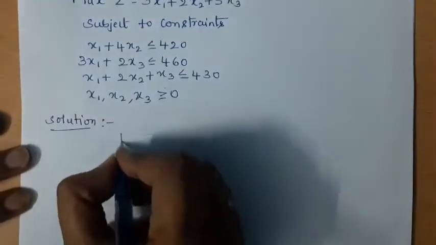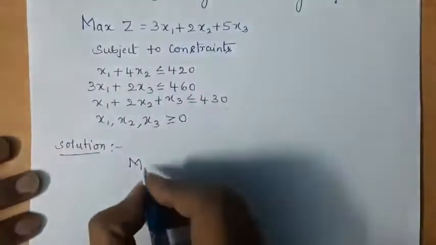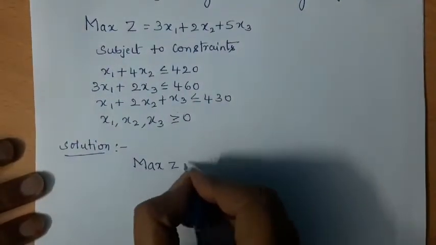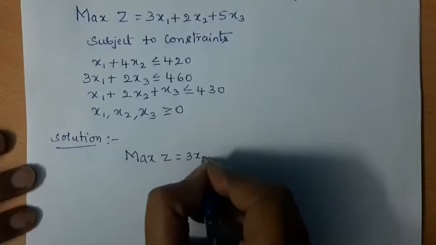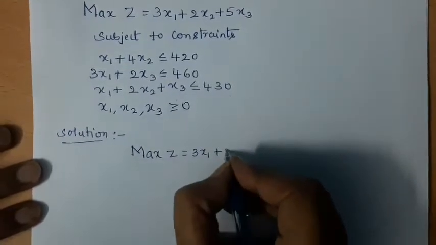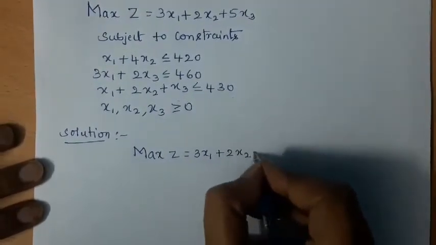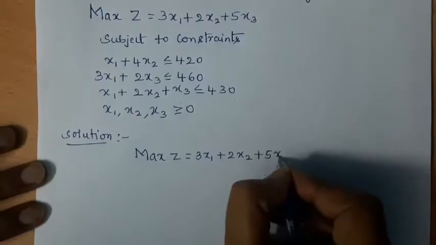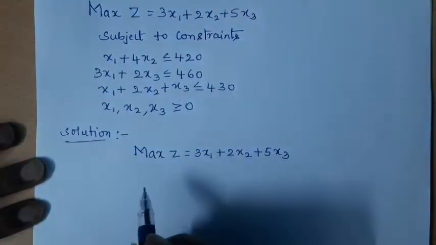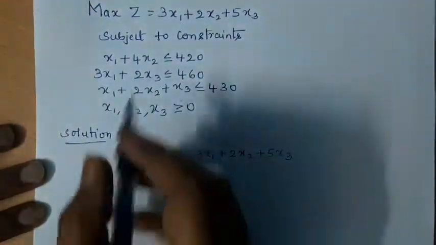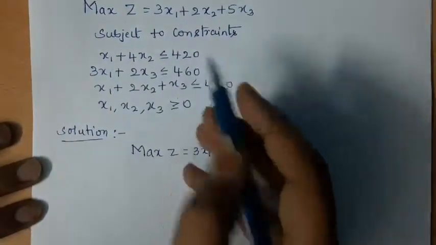First, step 1, we have to take down our objective function. Max z is equal to 3x1 plus 2x2 plus 5x3. And constraints, we have to convert these constraints into equations.